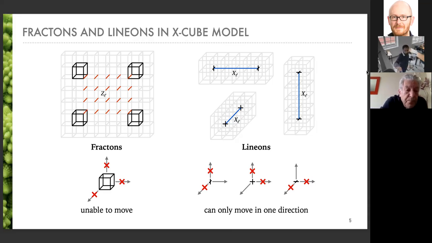So if you take a pair of lineons and you push them apart, it doesn't take any energy to do that. So how do you determine where they are? It's so confusing.